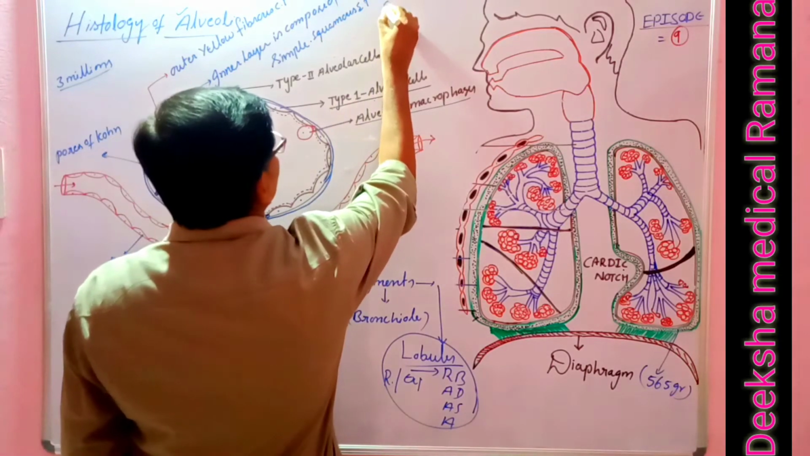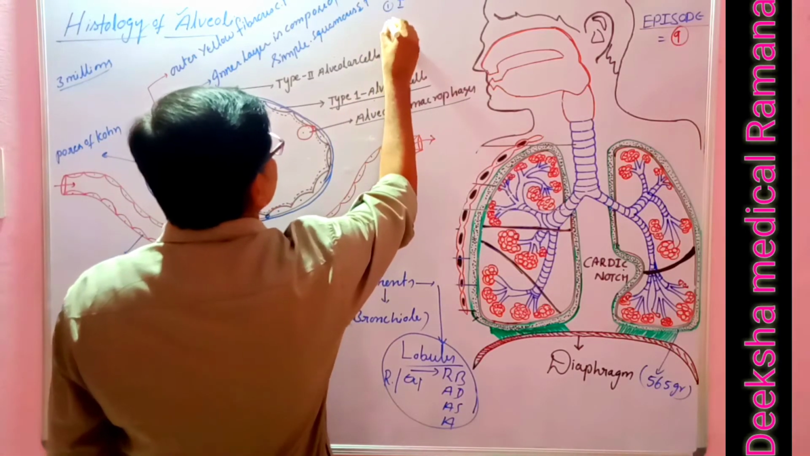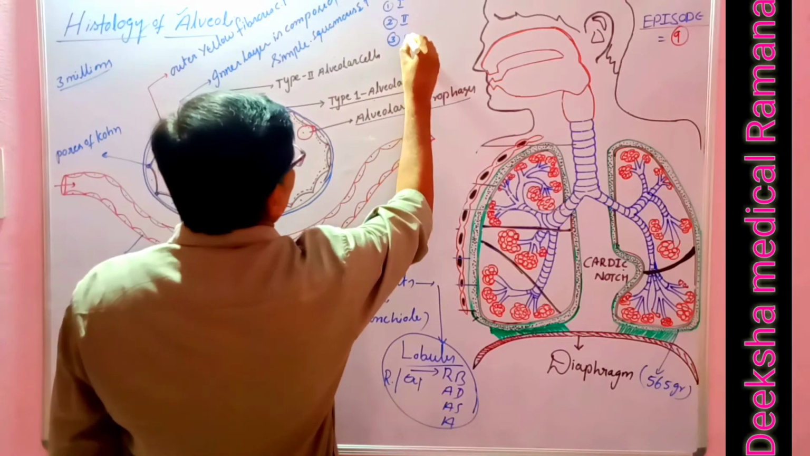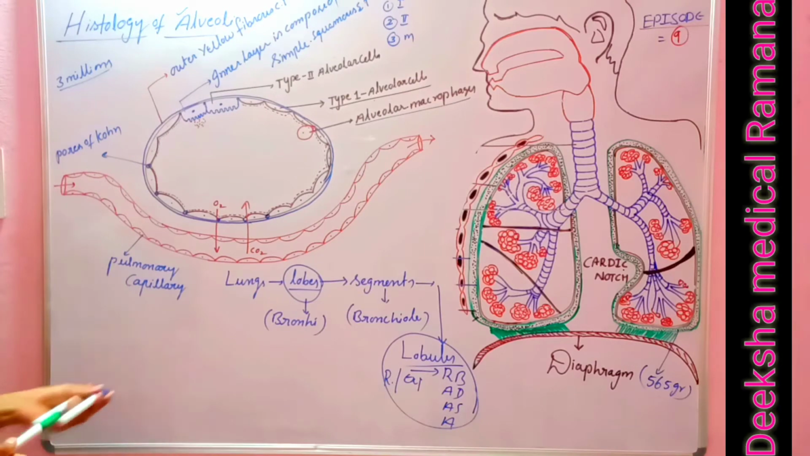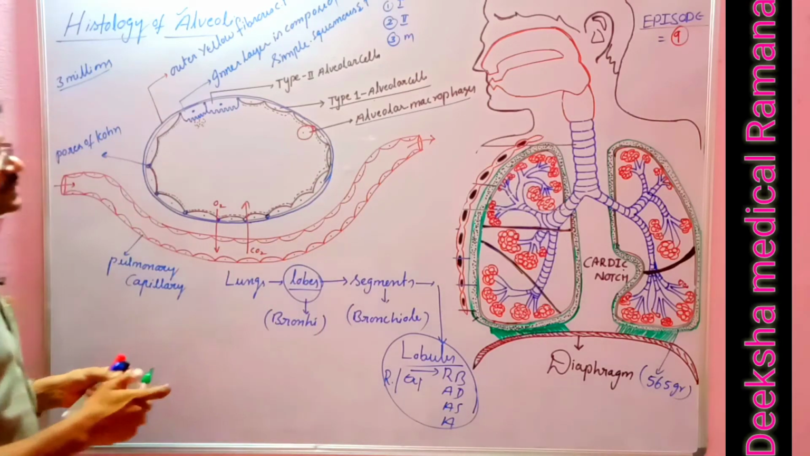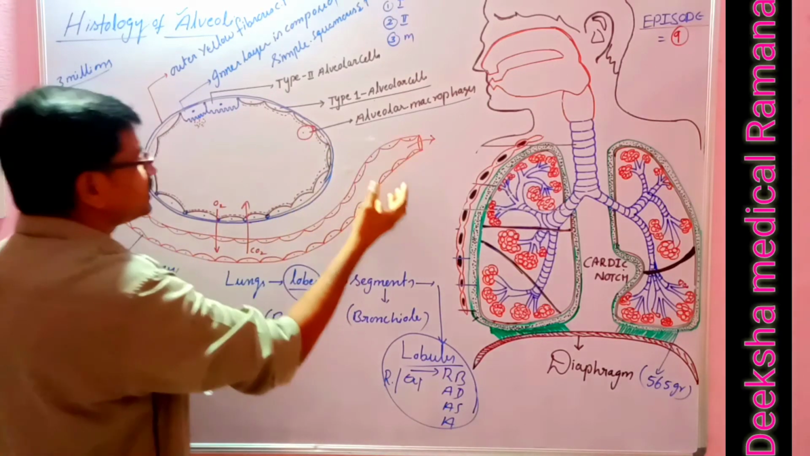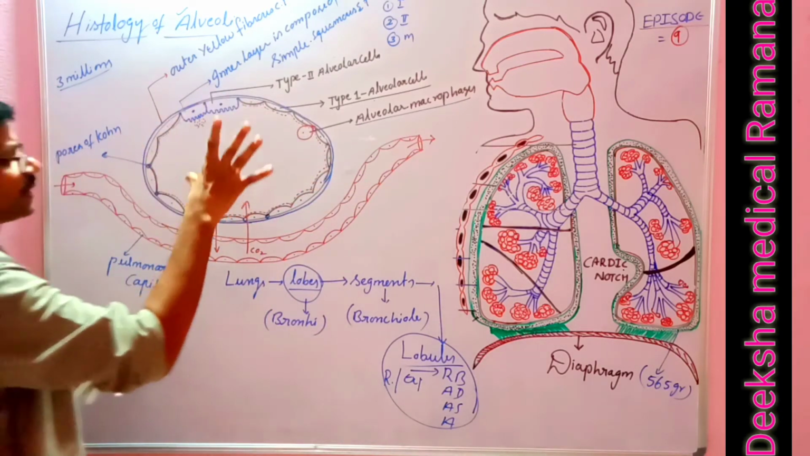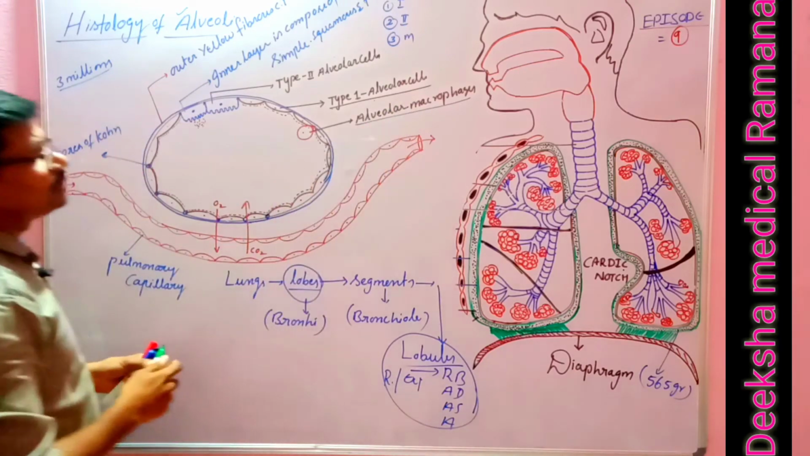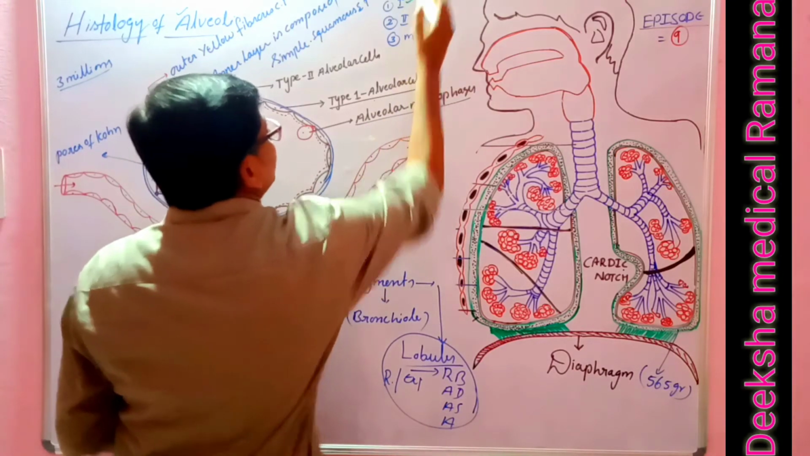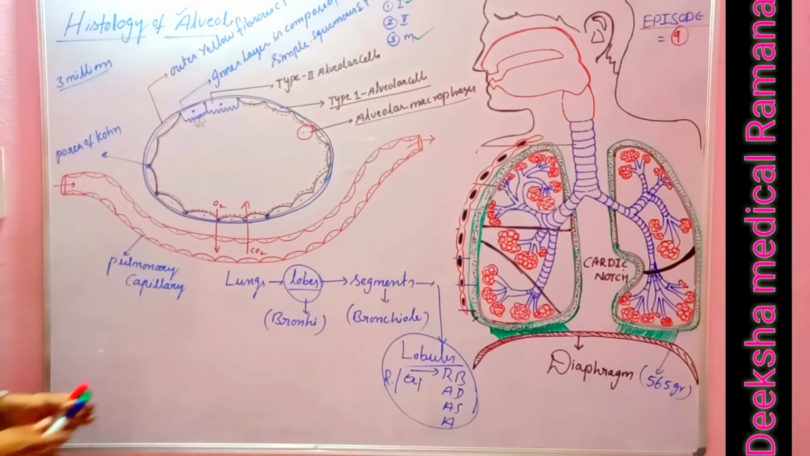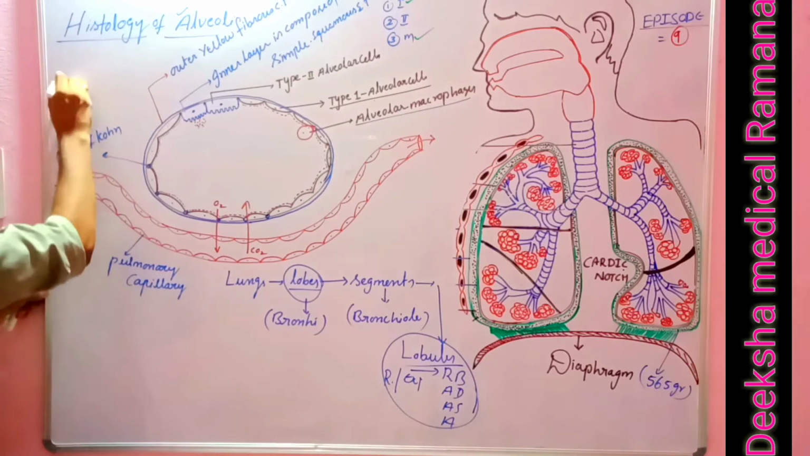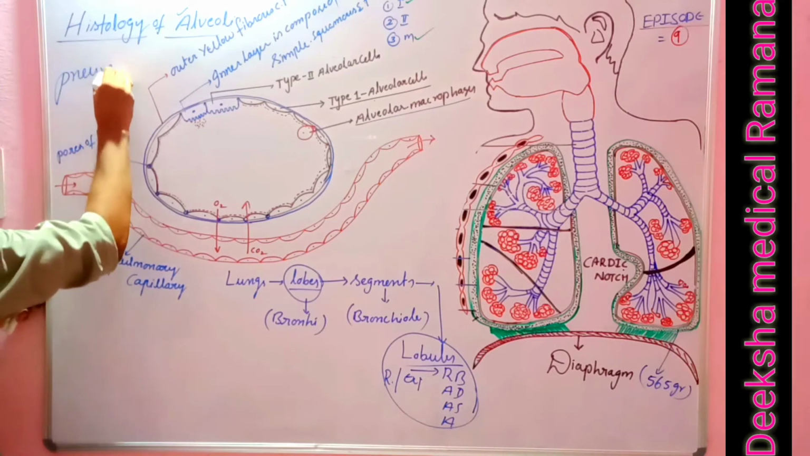The first one is the first type of alveolar cells, the second one is the second type of alveolar cells, and the third one is macrophages. You know already about the macrophages. Macrophages are modified monocytes which help in phagocytosis. That means they protect the lungs from microbes. So these are the alveolar macrophages, right? Let me explain the first one. What is the first one? Alveolar cells are also known as pneumocytes. What is that? Pneumocytes.